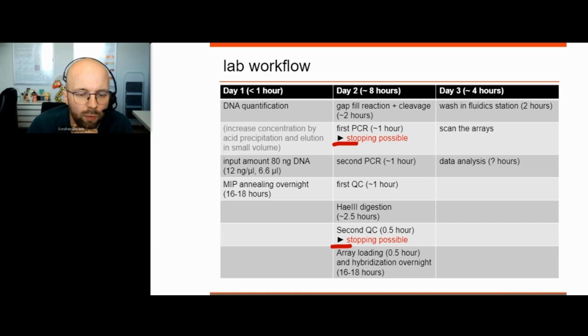If you're performing more than 8 samples, then on the first and second day it's not that different, but on the third day, the washing of the arrays and the scanning will take much longer. So this you have to keep in mind.